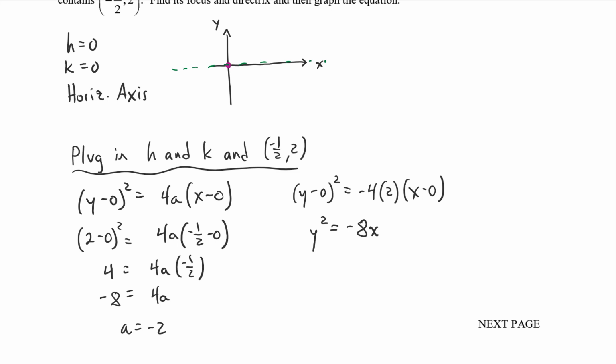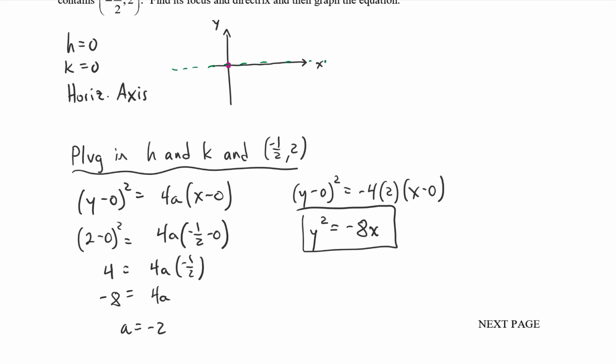We definitely will have h and k be 0, but let's double check that negative 1/2, 2 is actually a point on this parabola. So if x is negative 1/2, then this becomes 4. If I plug 2 in there, 2 squared is 4. True. 8 can't be positive because if I plug negative 1/2, 2 in, that'll be a false statement. So we want 8 to be negative, because then when I plug in negative 1/2, negative times a negative is a positive, and y squared is a positive. So this is the equation we want.